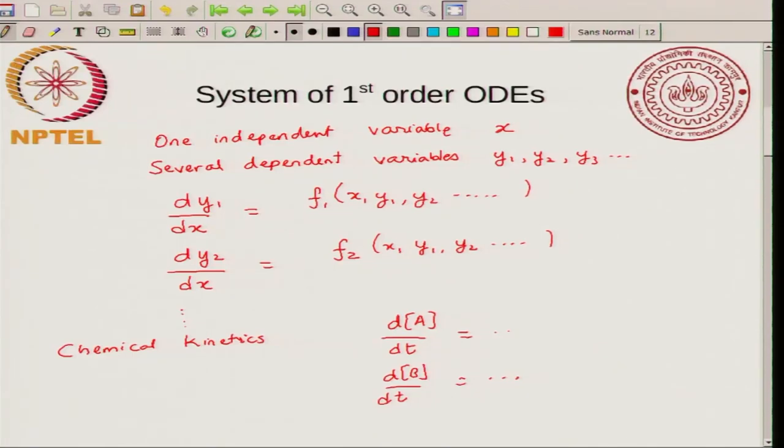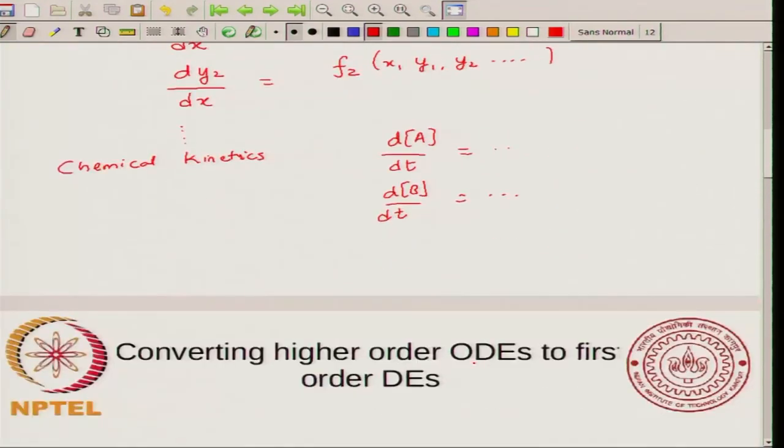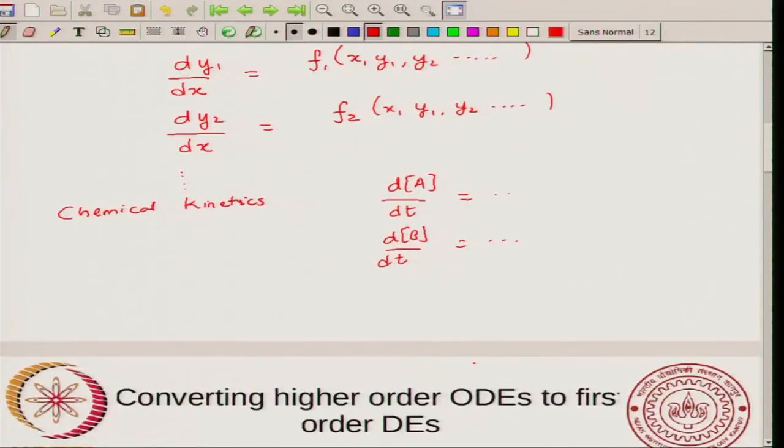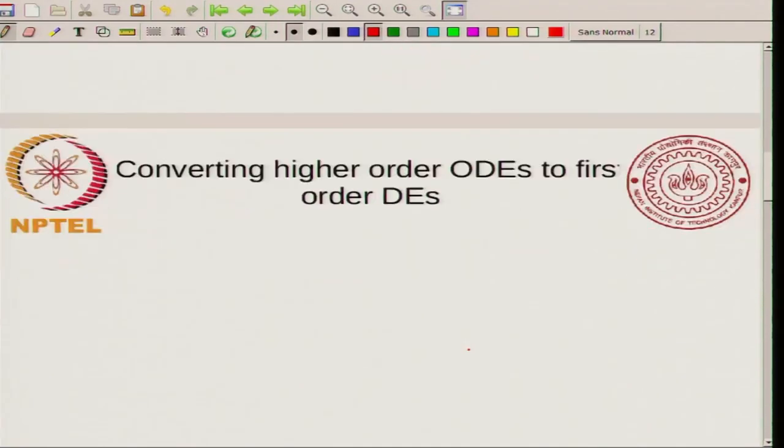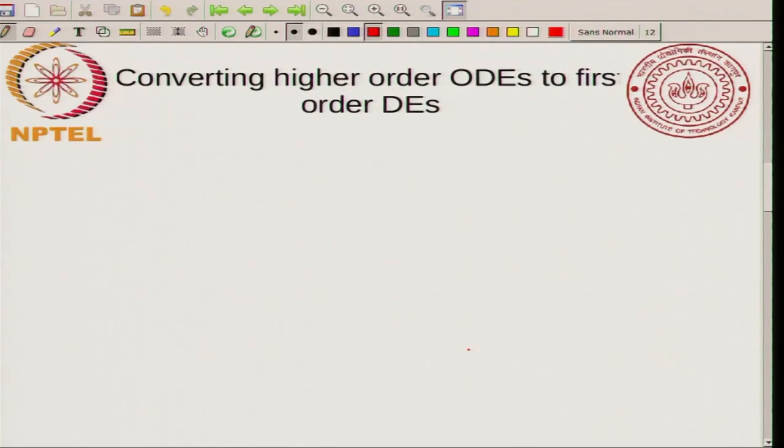Okay, now we look at a particular class of equations called linear first order differential equations. Before that, I'll just mention one thing: you can convert a higher order differential equation to a system of first order differential equations. So for example, suppose you have a differential equation d square y by dx square is equal to, let us say, f of x, y, and y prime. So it is some function of x, y and y prime. This is a second derivative. It is some function of x, y and the first derivative of y. So y prime is dy by dx.